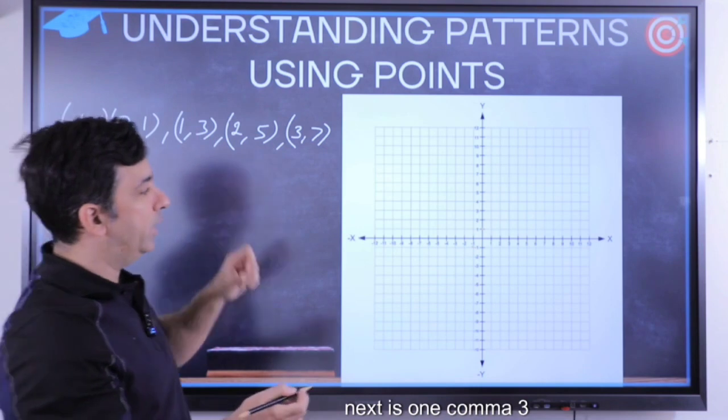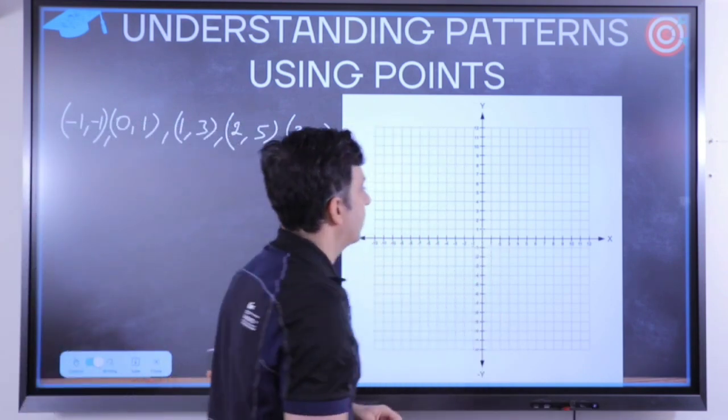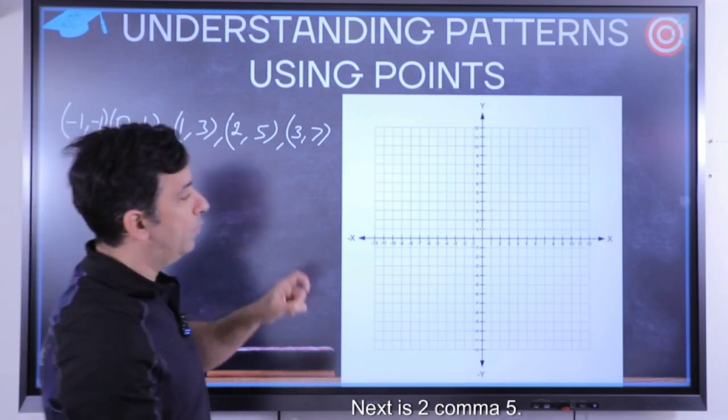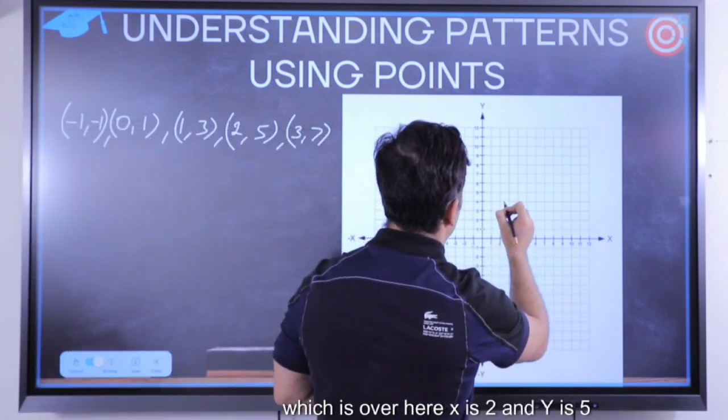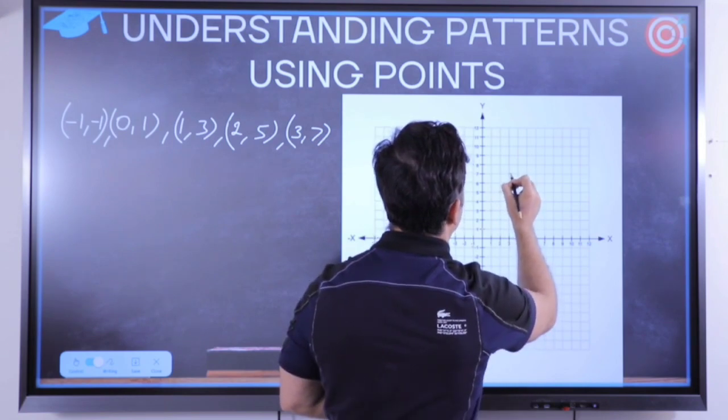Next is 1 comma 3. So x is 1 and y is 3. It would be here. Next is 2 comma 5, which is over here. x is 2 and y is 5. And next is 3 comma 7.